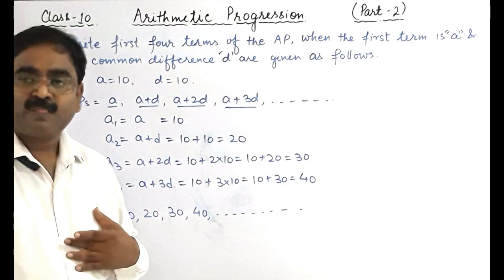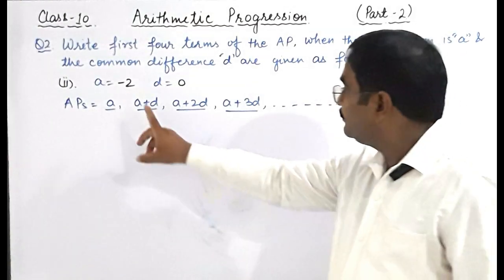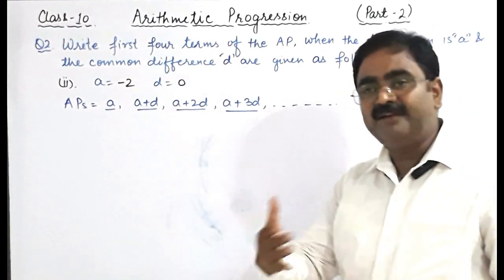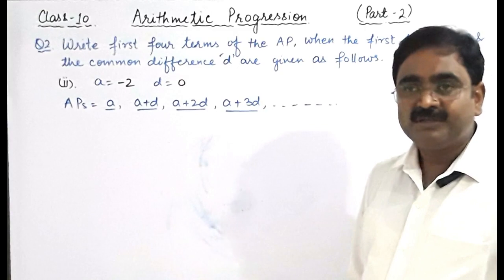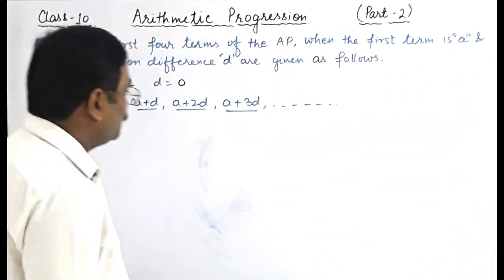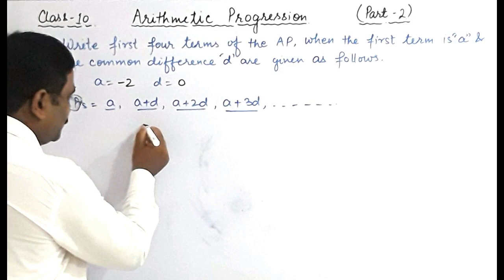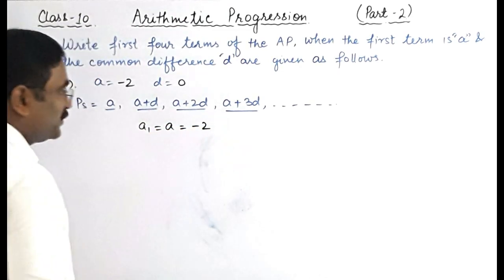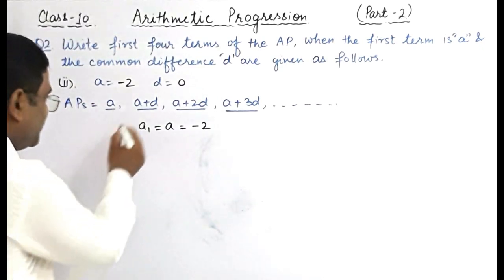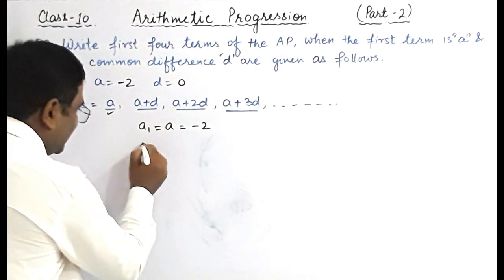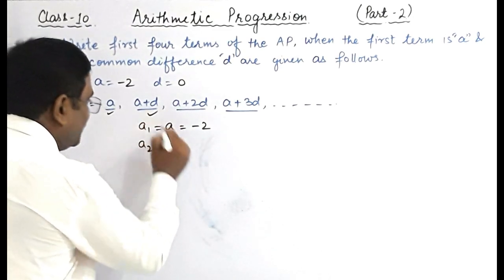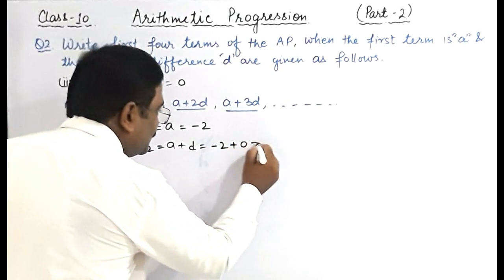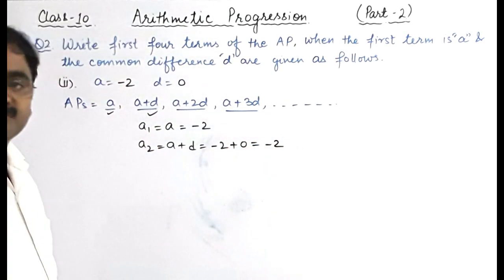Right? Hence, in the second part, it is given the first term is minus 2 and the common difference is 0. So, let us find out the first four terms of this arithmetic progression. For the first term, as you know, first term is A, which is equal to minus 2. So, we got the first term. Second term, A2, is equal to A plus D. A is minus 2 and D is 0. That is also equal to minus 2.